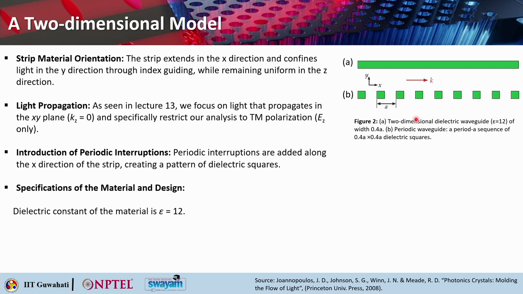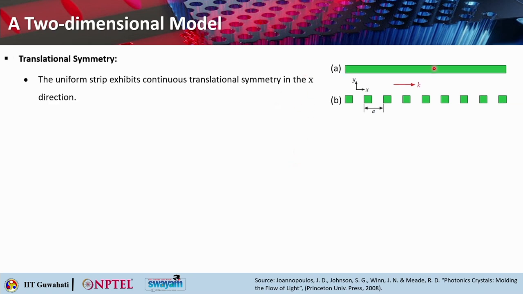So, we can think of a periodic waveguide which has a period of a, and each dielectric square can be thought of as having dimensions of 0.4a by 0.4a, and the material involved here has a dielectric constant of 12. With that, we can start our discussion with a two-dimensional periodic waveguide. It has periodicity only along one direction; along Y and Z it is uniform. So, how about the translational symmetry?